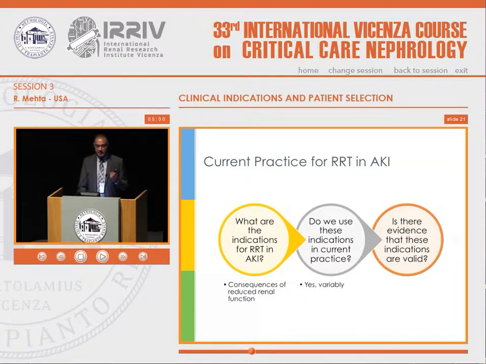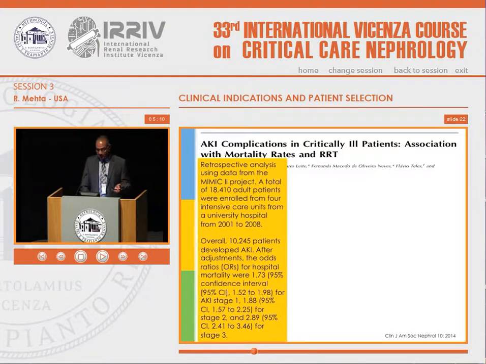One would be if we can show that if you meet those indications and if you don't do something, something bad will happen. That would be one approach to answering that question if they're valid or not. Well, there is a study which has done this, and the MIMIC database is a large ICU database from Boston, where we've got about 18,000 patients who were enrolled, and the data is available for anybody to actually access if you had the right permissions.